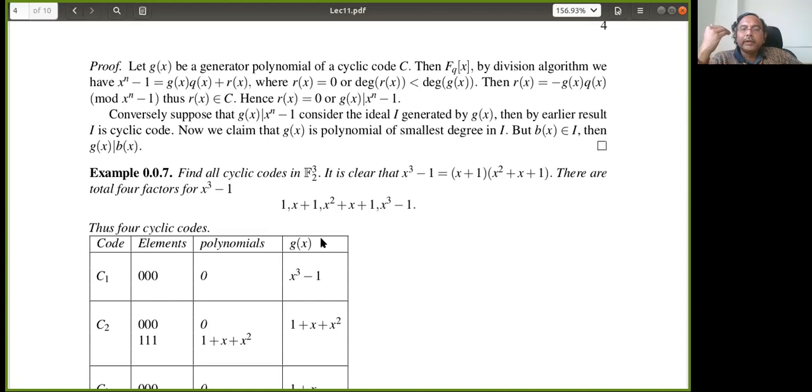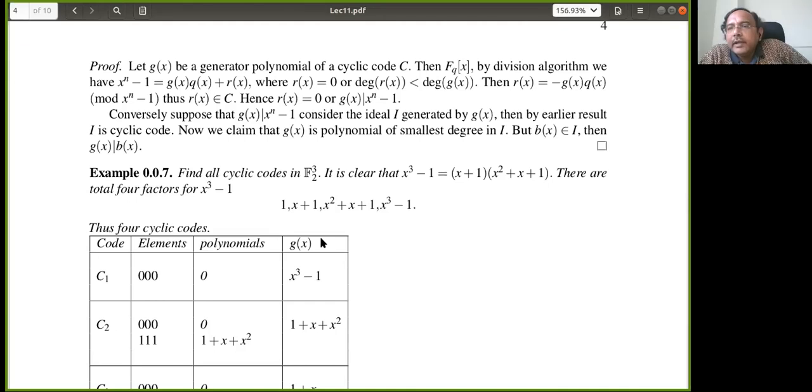(x plus 1) into (x square plus x plus 1). Think of it as 2 into 3. 2 into 3 is 6. What are the divisors of 6? 1, 2, 3, and 6, right? Like that, what are the divisors of this polynomial (x plus 1) into (x square plus x plus 1)? Right? It has to be minus 1.